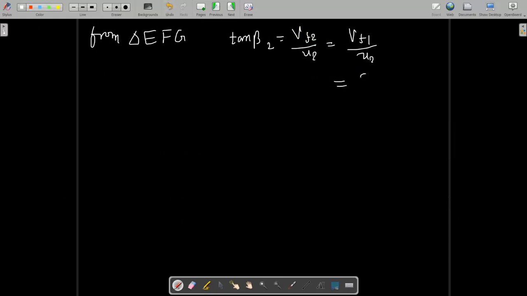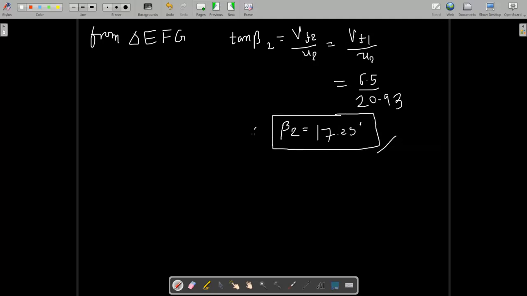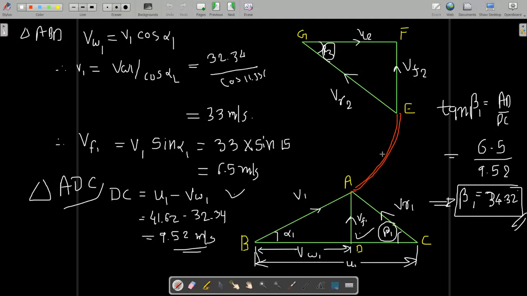So VF1 is 6.5 meter per second divided by 20.93. So solve this, and you will get beta 2. Take the tan inverse, so you will get beta 2 as 17.25 degree. So this is the answer of outlet blade angle. Now all the questions that they have asked are solved. Okay, so this is the way you can solve this.